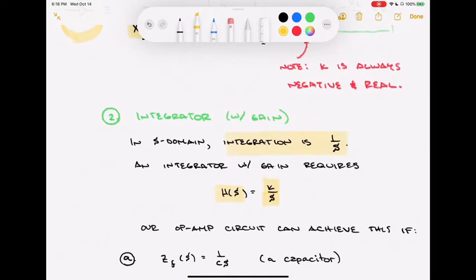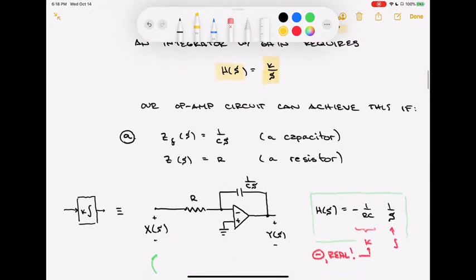So our op-amp circuit, again, we can get that H of S. We know that its transfer function is minus ZF by Z, right? And so if I can just get ZF by Z to take a form of some constant over S, it's going to function as an integrator with gain. There's a couple ways we can easily do that. And so the first way I'm going to look at is if we put a capacitor in the feedback path. So ZF is equal to 1 over CS. That's the impedance of a capacitor. And we let the feed forward component just be resistive. So just put in a value R in there.